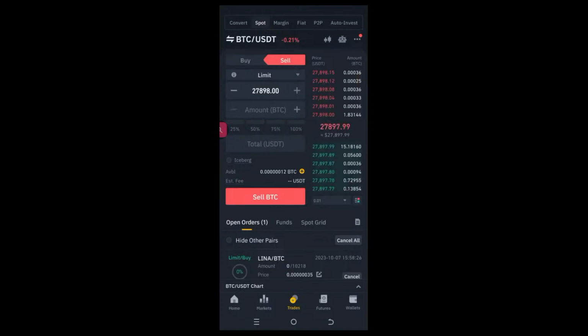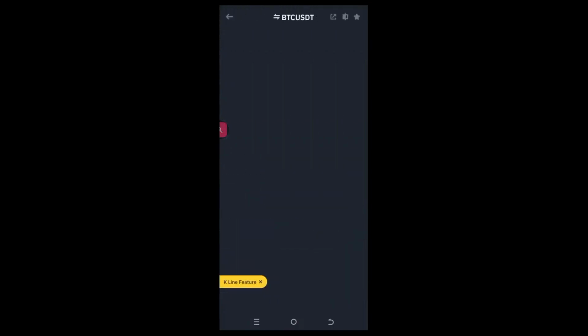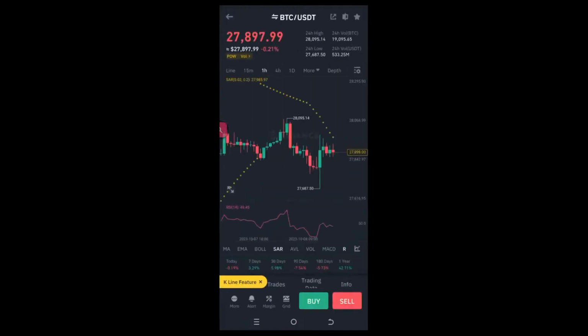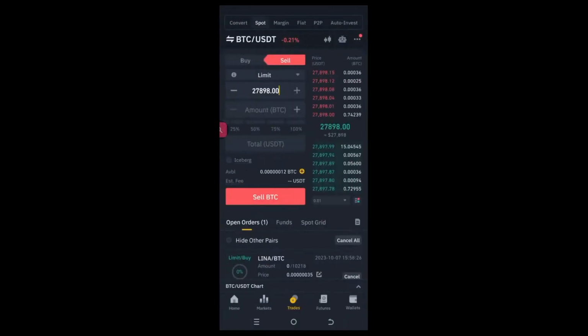We bought BTC at 27,933, but right now it's 27,898. So the price has gone down, and it doesn't make any sense to try to sell back. What we have to do is look for another opportunity that will give us a chance to quickly buy and quickly sell.